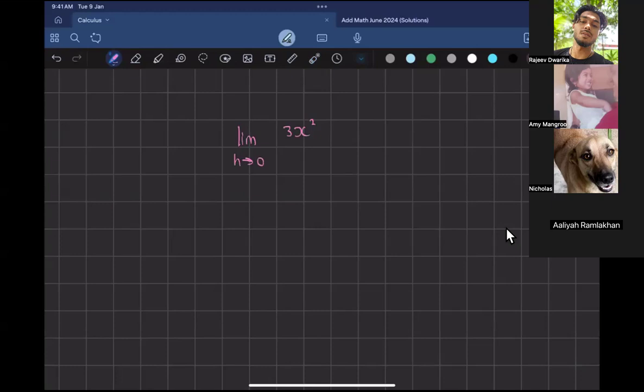Okay, somebody tell me fast. This is like a speed run. I'm going to call upon random people. Nicholas, we have a function 3h squared. What would happen as h approaches zero? When h approaches zero, it would be zero. Answer zero. Yeah.